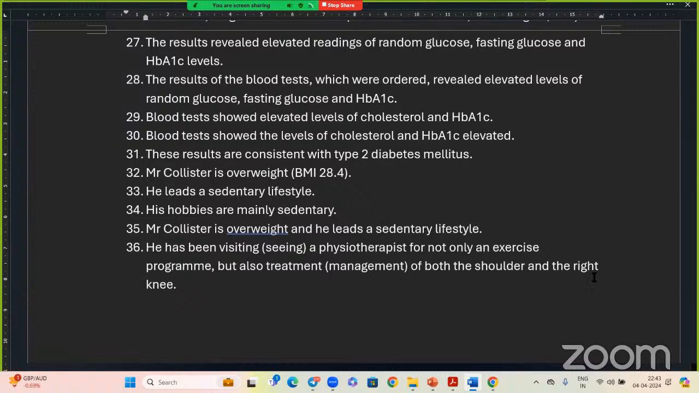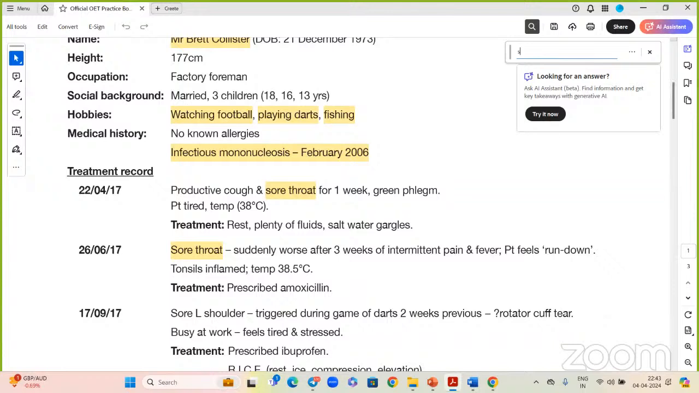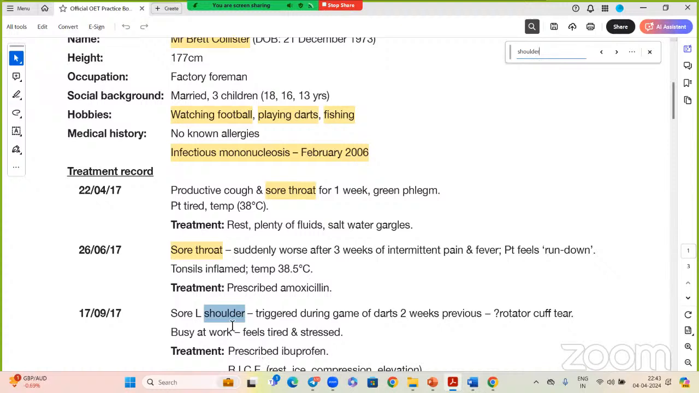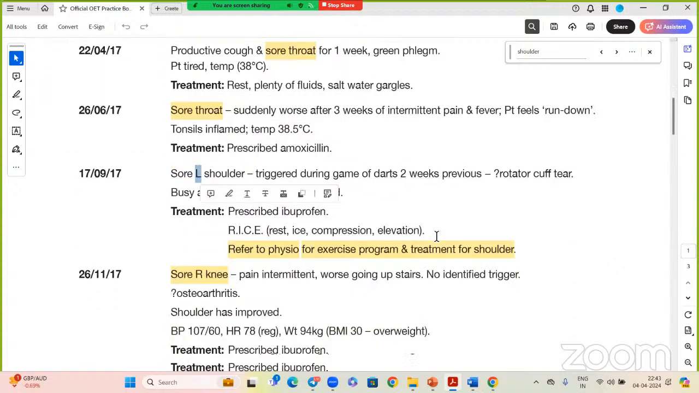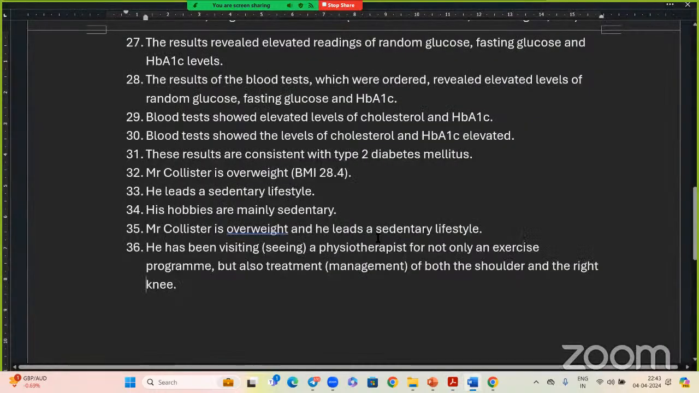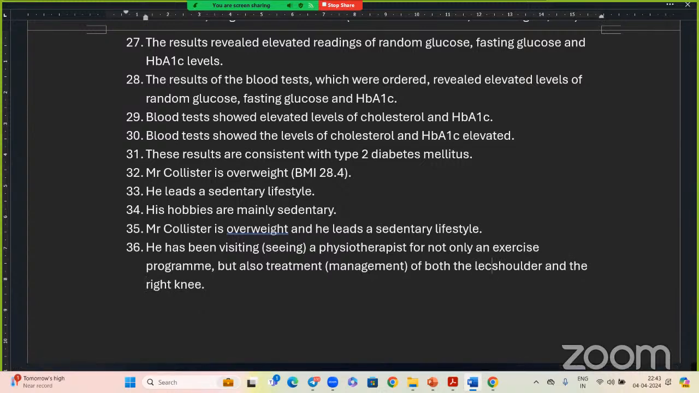Which shoulder? You can say left shoulder. You can see here, left shoulder. So left shoulder and right knee. Left shoulder and right knee. Remember that. So both the left shoulder and the right knee.